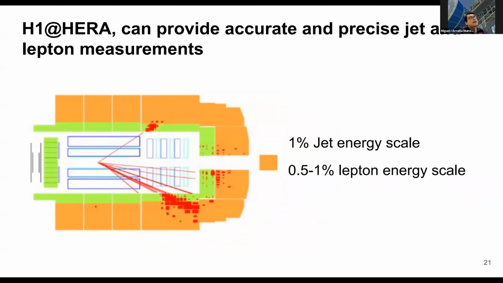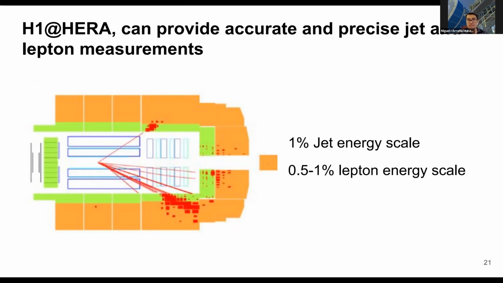And the measurement at HERA is actually built upon many years of refinement of this detector. The H1 collaboration did a tremendous job over more than 20 years on understanding the response of the detector and improving its performance. Ultimately, they achieved a 1% jet energy scale, and between 0.5 and 1% lepton jet energy scale. That is actually quite remarkable.